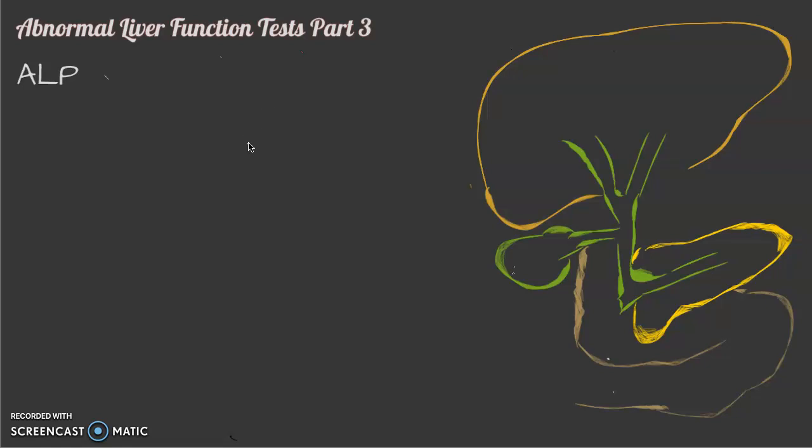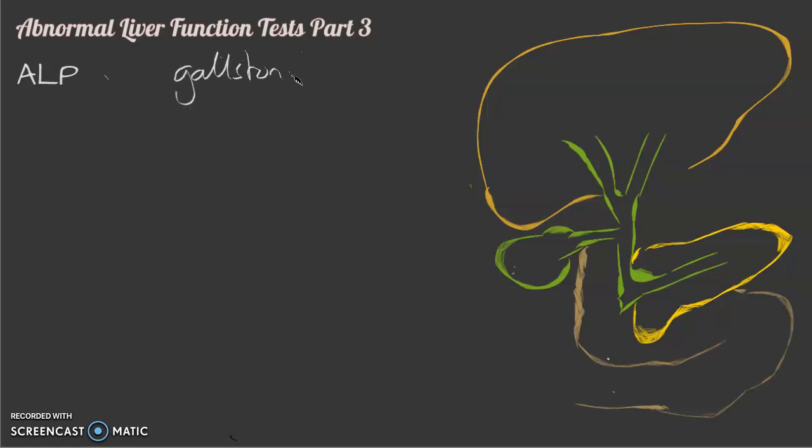Hi, in part 3 of this series on abnormal LFTs, we're going to talk a little bit more about raised ALP. Raised ALP that's higher than ALT can suggest a cholestatic obstructive pattern of LFTs, so it suggests there's something going on with the biliary system. A very common issue with that is gallstones.